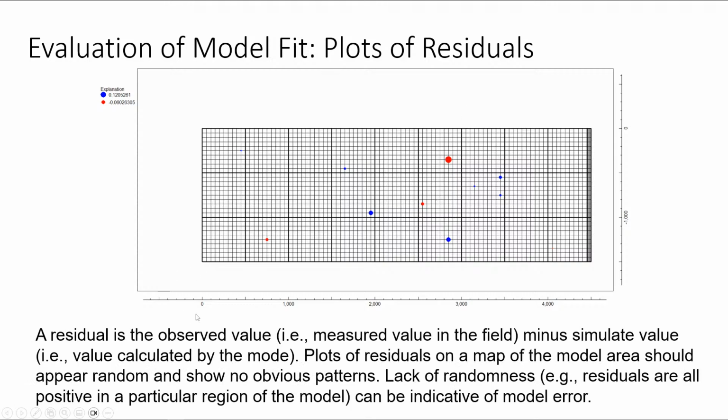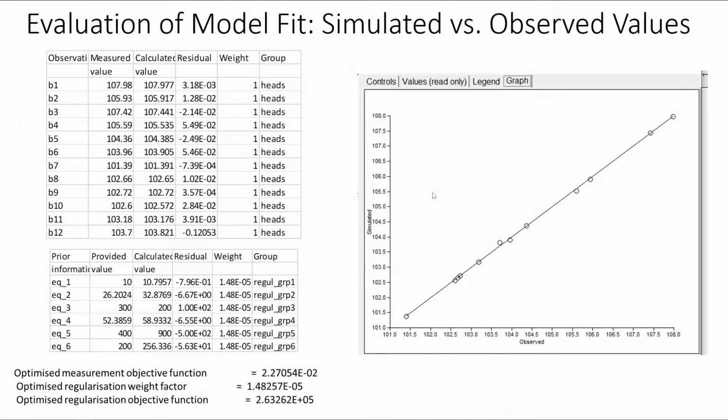So in your report, I would like to read something like this. The residual is the observed value, measured in the field, minus the simulated value, calculated in the model. A plot of residuals on the map of the model area should appear random and show no obvious pattern. Lack of randomness, like residuals all being positive in a particular region of the model, can be indicative of a model error, that your model has a systematic error. So I would like you to plot figures that look like this and show that residuals are random, we don't have a systematic error.